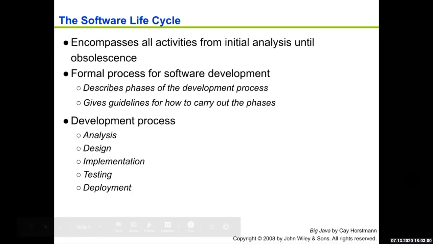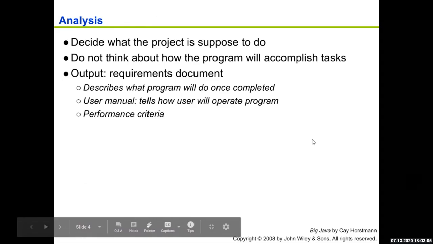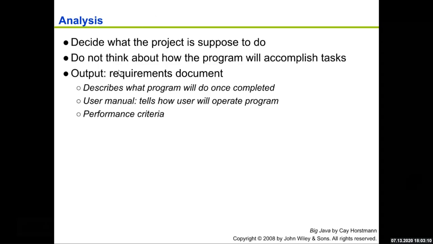So the first thing we have to think about, what is the project supposed to do? Don't think about how the program will accomplish the tasks. Just think about what it's going to do. And this is where you can write your requirements document, where you'll describe what the program will do once completed. You can write a user manual. You can have performance criteria.